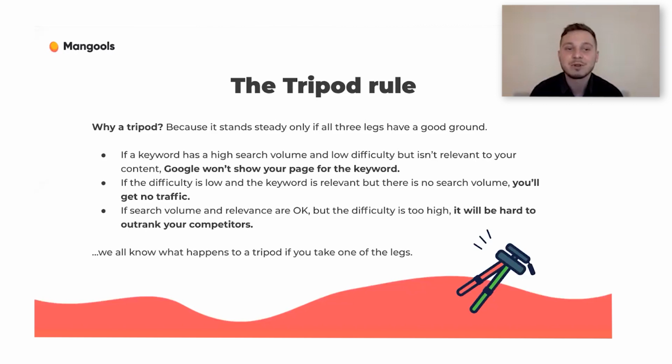So, a quick example. If you have a keyword that has a high search volume and low difficulty, but it's not relevant to your content, Google will not show your page for the keyword. Likewise, if the difficulty is low and the keyword may be relevant, but there's no search volume, you will get no traffic. So it's kind of useless. And if the search volume and the relevance are okay, but the difficulty is too high, you won't be able to outrank your competitors. So basically, at the end of the day, you want to show on the highest positions. So that's why it's called the tripod rule.